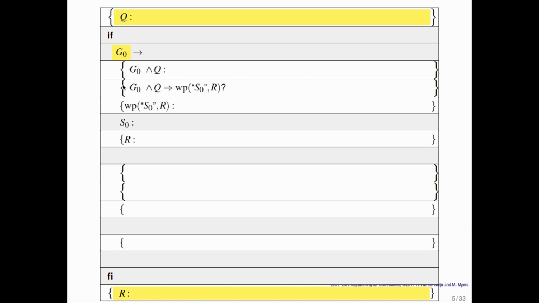At that point, you can then ask the question, does Q imply G0? And if the answer is yes, then you're done. And if the answer is no, then you have to come up with another guard. You go through the same process to come up with another guarded command, and then you ask yourself again the question, does Q imply G0 or G1? And if the answer is yes, you're done, and if not, you continue.